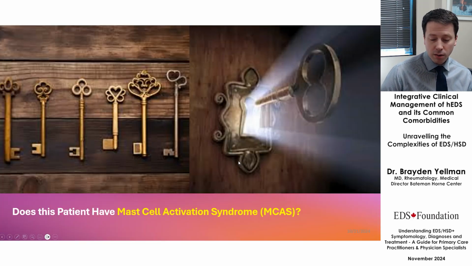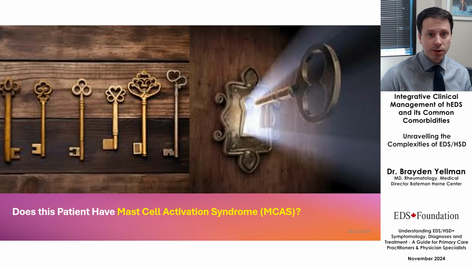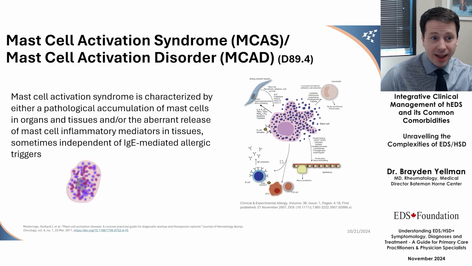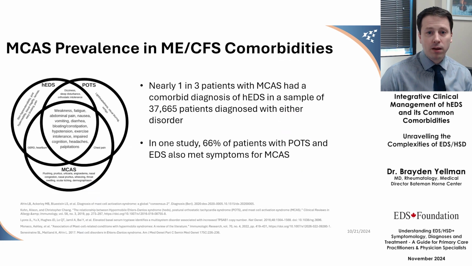All right, our third major clinical question: does this patient have mast cell activation syndrome? So what is that? Mast cell activation syndrome is characterized by either a pathological accumulation of mast cells in organs and tissues, and or the aberrant release of mast cell inflammatory mediators in tissues, which is often done in an IgE independent manner. So this is a reminder that hEDS, that POTS, that mast cell all cluster together.